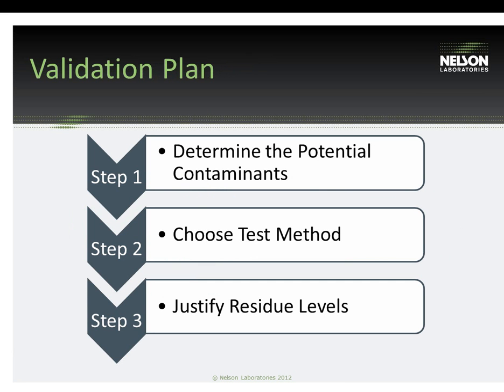So this is the validation plan and the outline for what we're going to talk about for the rest of the presentation. First, it's very important, if possible, to determine the potential contaminants that come in contact with your device. And this will be important for step 2, choosing the appropriate test method based on those potential contaminants. And that's step 3, justifying those residue levels. And we'll go over some tips and what we've seen from other companies and what has had success, to give you some guidance on how to justify those residue levels, again, since there's no acceptance criteria for these validations as a whole.